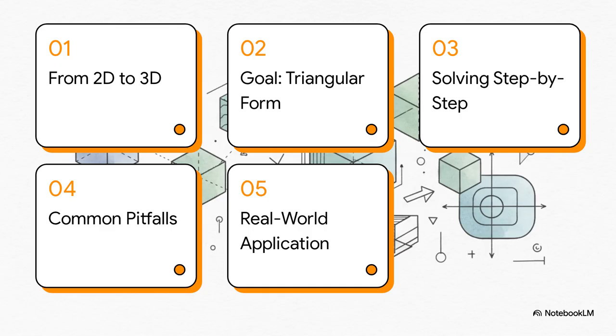So, here's our game plan. First, we're going to build on what you already know about 2D graphs and take it into 3D. Then, we'll talk about the main goal of every problem, which is getting it into something called triangular form. After that, we'll walk through solving a problem together, step by step. And of course, we'll cover the common mistakes so you can avoid them, and we'll wrap up by seeing how this math actually powers our world.